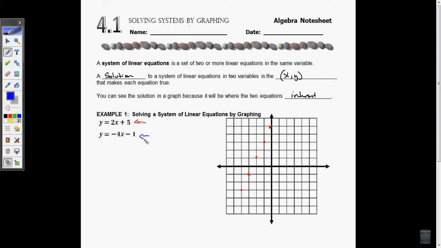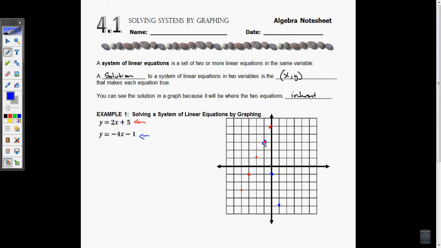For my next one, which I'll do in blue, my y-intercept is -1, so that's right down here. Then my slope is -4, which means that I'm going to go down 4 and to the right 1. So down 1, 2, 3, 4 and to the right 1. Looks like I'm going to run out of room going in that direction, so I'll go in the other direction. I will go up 4, 1, 2, 3, 4, but instead of going right, I'll go left.